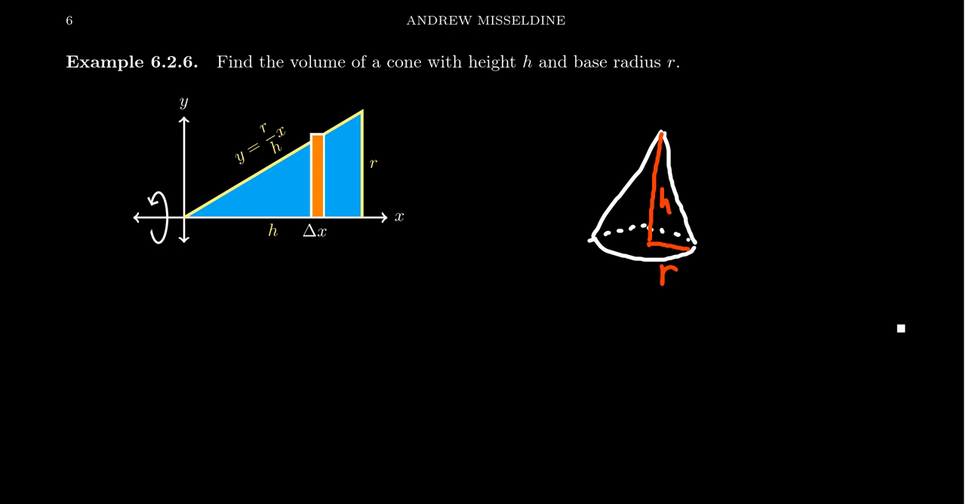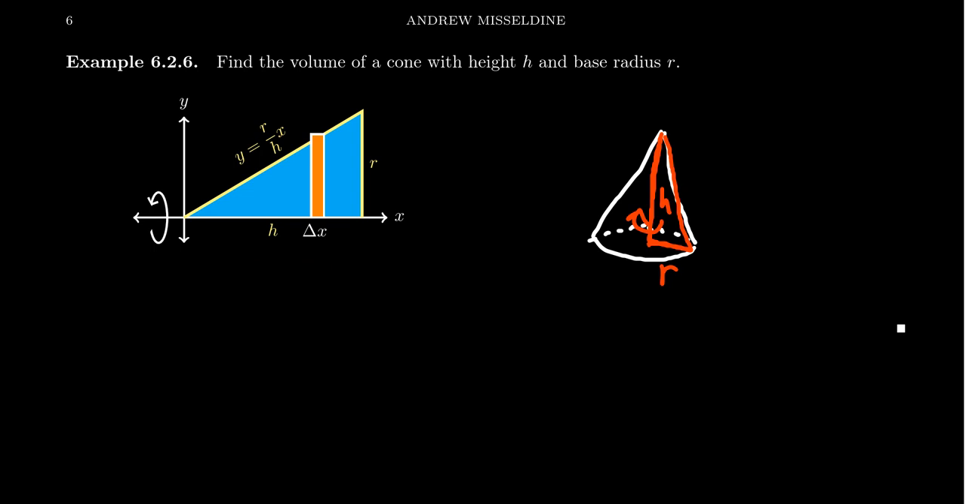So we can realize that a cone is a solid of revolution. If we take this right triangle you now see highlighted in red, and you spin that around the axis of the cone, the rotation of that triangle forms the cone. So cones are just solids of revolution formed by rotating right triangles. And so you can see the following to the left right here. Let's treat this as a solid of revolution type problem.